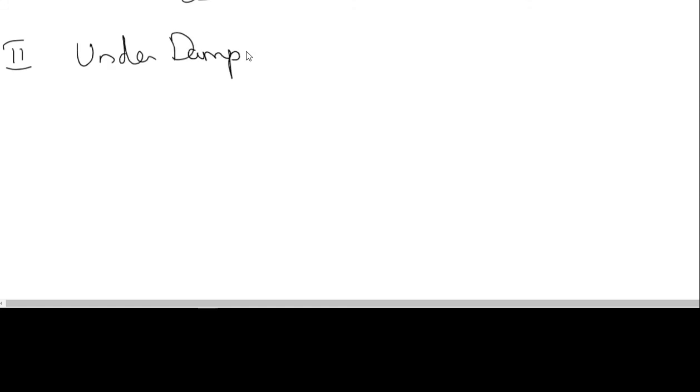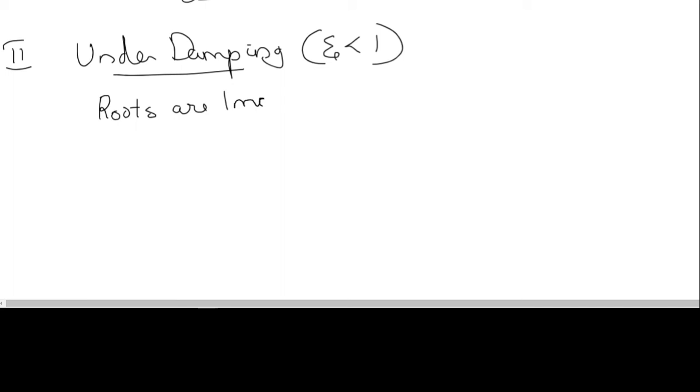That means damping is not sufficient, whereas in over damping it was in excess. In under damping, it is not sufficient to damp the actual vibrations. So here the damping factor will be less than 1. Then here, in the case of the quadratic equation, the roots are imaginary.